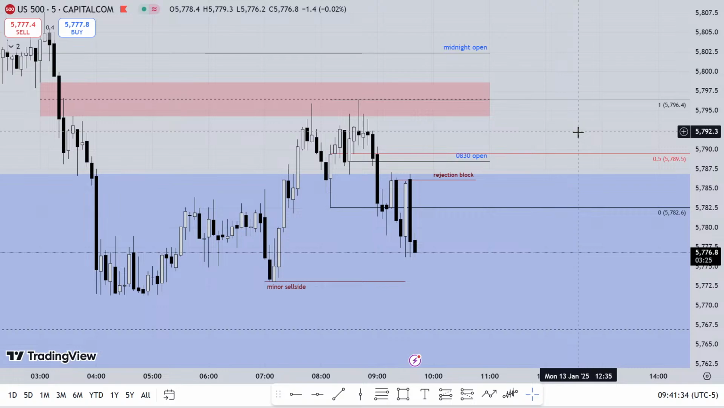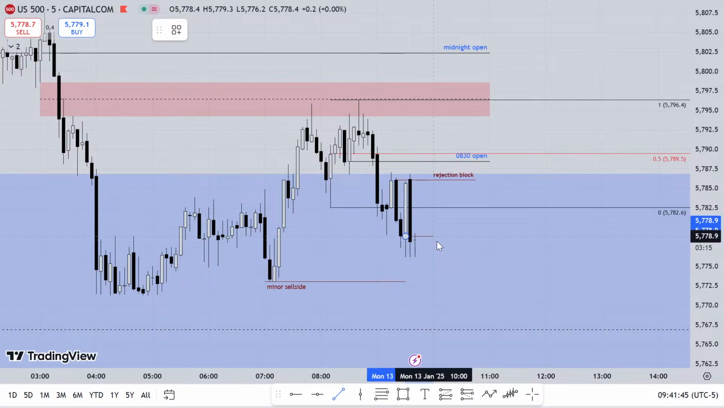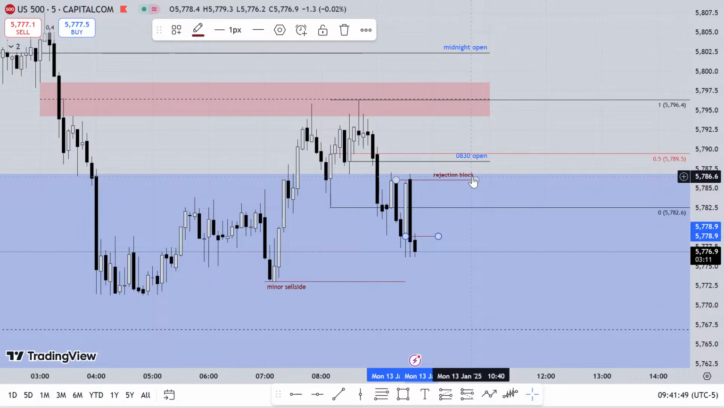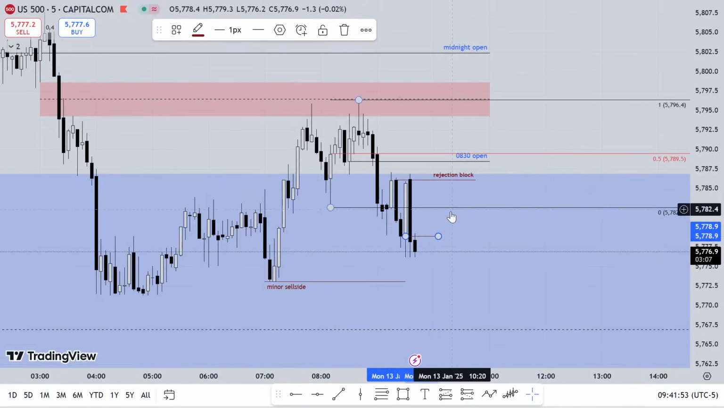Now, if everything is in line, I would want to see speed because this right here is a propulsion block. So I'd want to see this propel price lower. But let's say that's a propulsion block. So we're going to indicate that as, let's just write it in full.